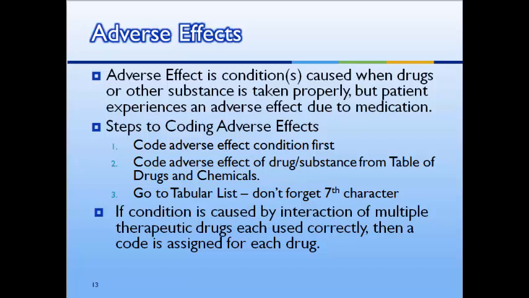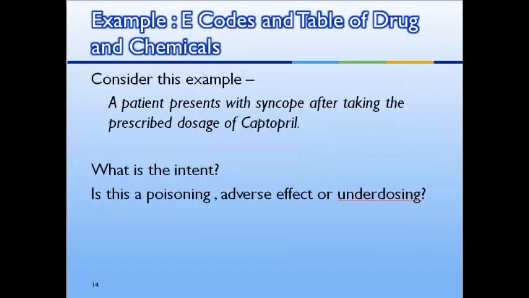If there's a condition caused by the interaction of multiple therapeutic drugs, each one used correctly, then a separate code is assigned for each drug. Let's try coding. In this example, a patient presents with syncope after taking the prescribed dosage of captopril. Captopril is a drug used to treat hypertension, by the way. So our first step in coding is we must determine if this is a poisoning, adverse effect, or underdosing. Well, since the patient took the captopril as prescribed, this would be considered an adverse effect.